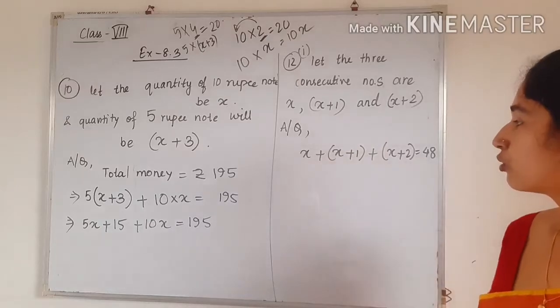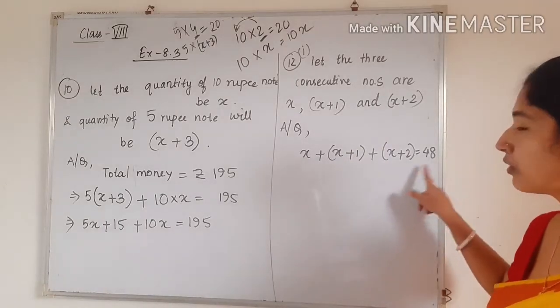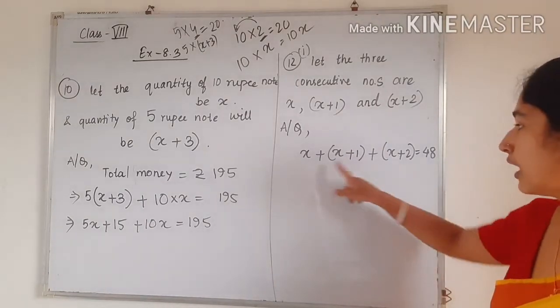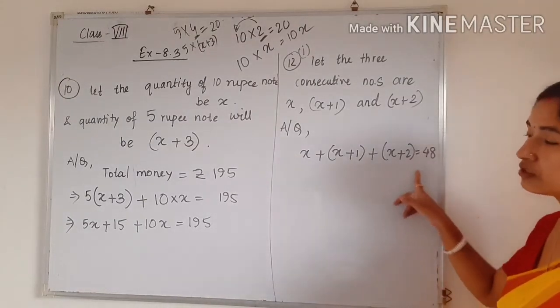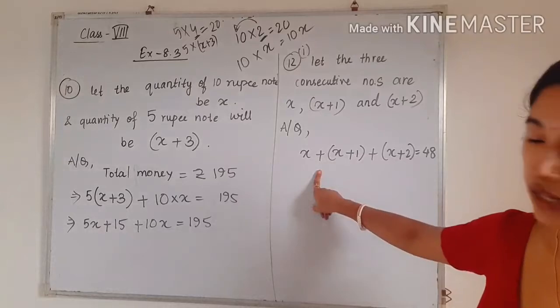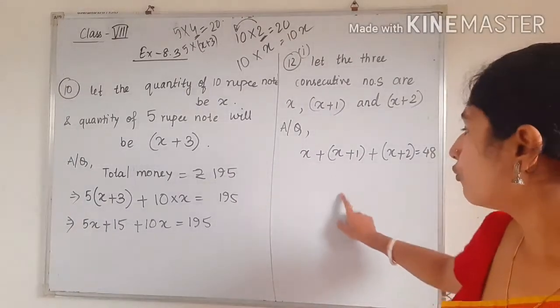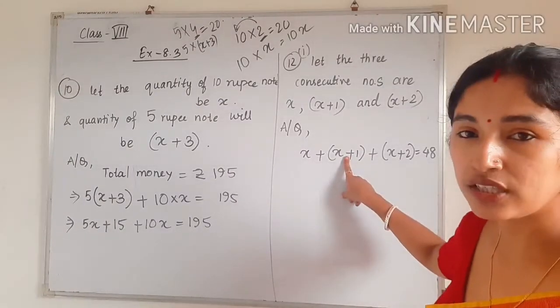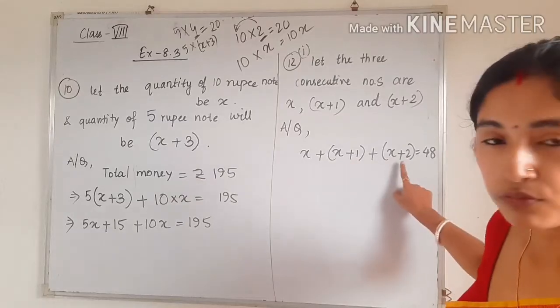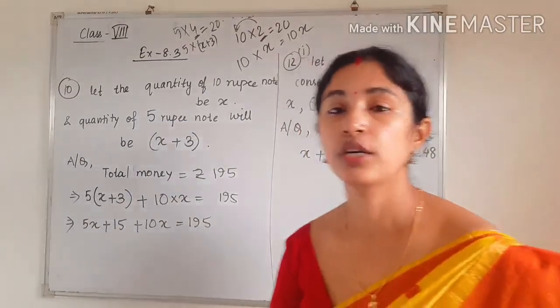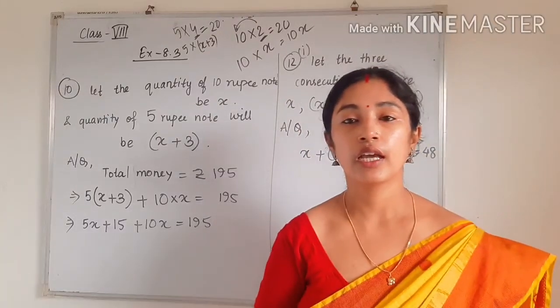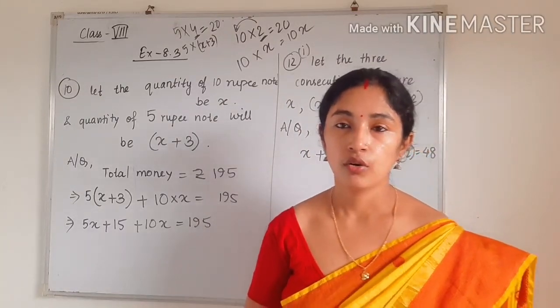So it is written in the question that when we add these three numbers, we will get 48. So X plus X plus 1 plus X plus 2 equal to 48. Okay, next you can easily solve and you can find the answer of X. If you find X, you can easily find X plus 1, that is the next number, and you can find X plus 2 also. So students, please try to do the remaining questions. If you have any difficulty, any doubt, you can ask me. Okay, thank you.